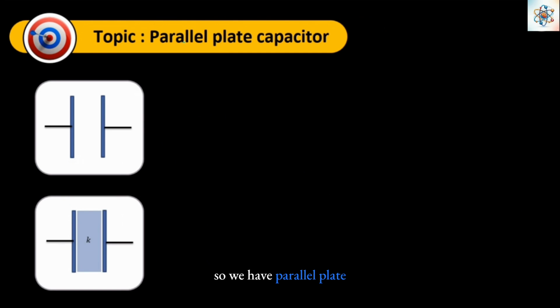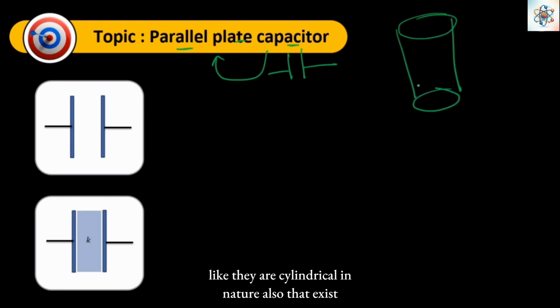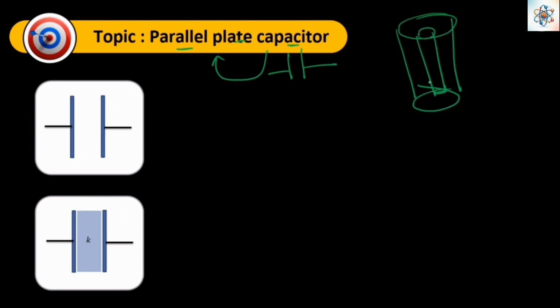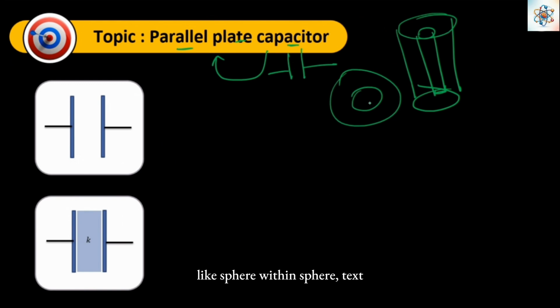So we have the parallel plate capacitor. Generally, whatever type of capacitor we actually see, most of the time it is parallel plate only, where there exist two parallel plates. But there are some other configurations as well. They are cylindrical in nature also. There also exists a spherical capacitor, like sphere within sphere, cylinder within cylinder. And there exists a parallel plate capacitor also.